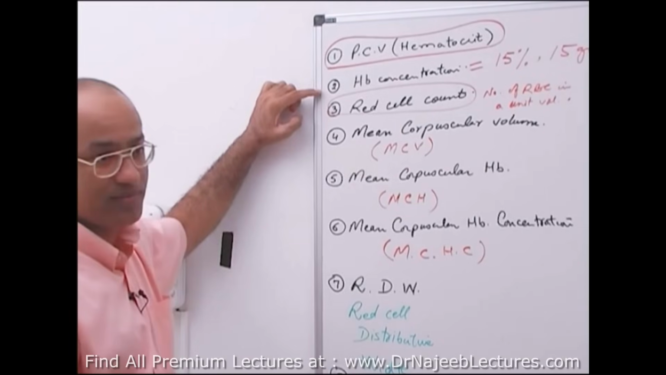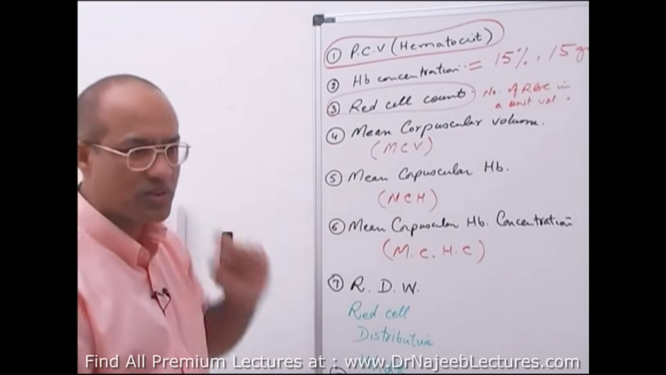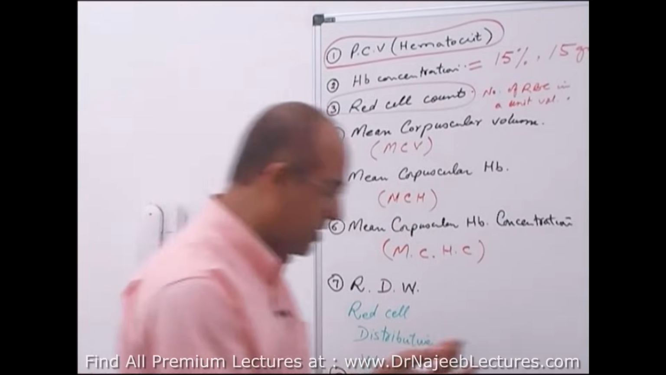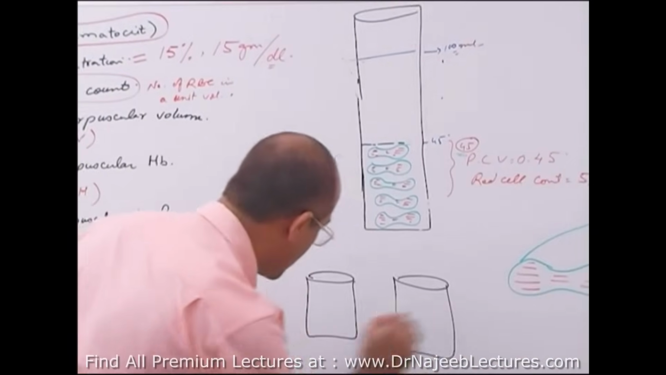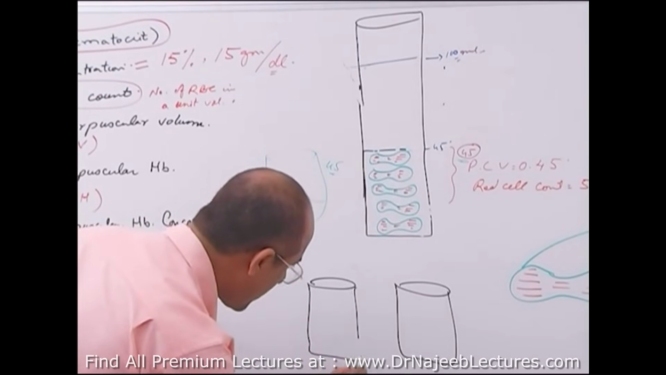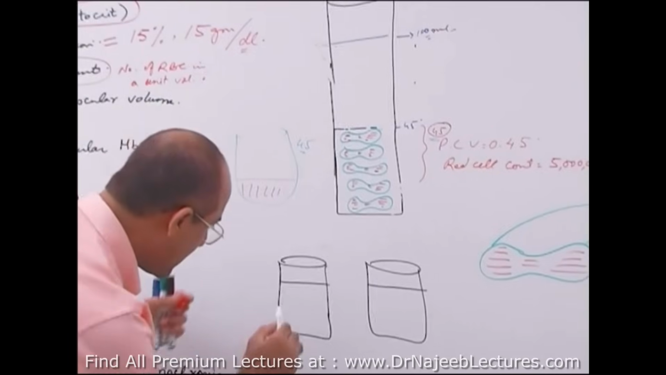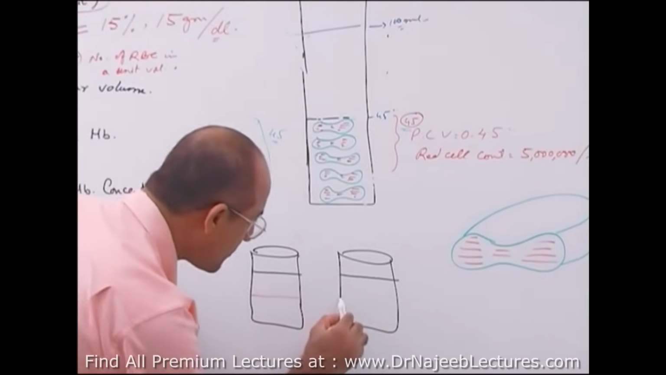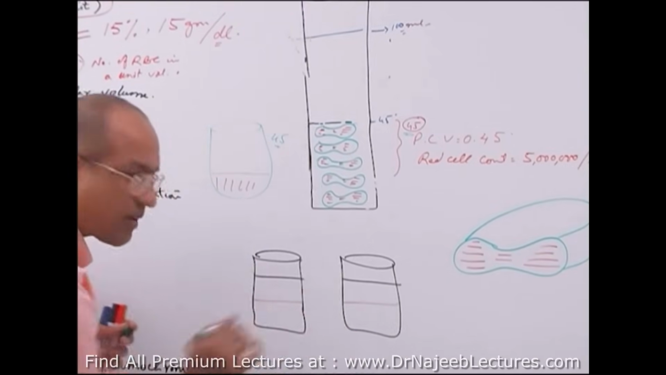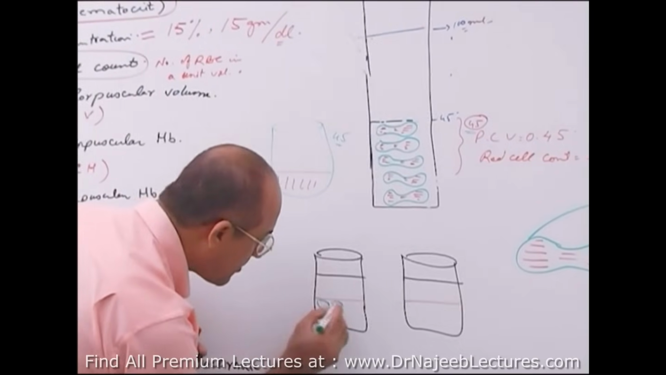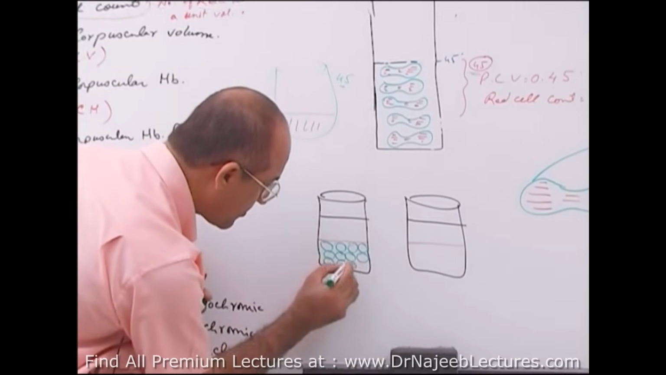Sometimes what happens? There are two patients, they have the same red cell count. It is quite possible there are two patients. There is one patient, this is another patient, and both of them are having the same packed cell volume, full blood. Here is packed cell volume. Is that right? Both of them are having the same packed cell volume and both of them having the same size of RBCs and count of RBCs.